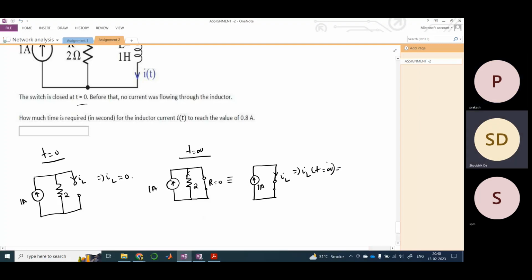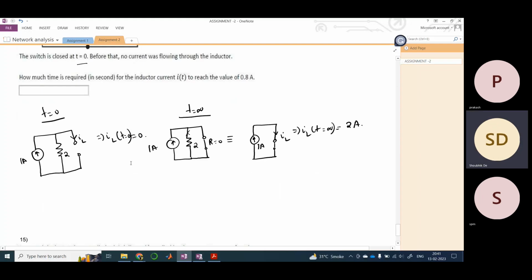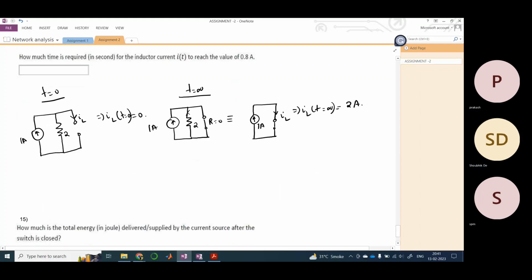So IL at t equals infinity would be what? It would be 2 ampere, right? Now we need to frame the equation of IT over time. I'm just rewriting this on the other side. At t equals 0, IL of t equals 0 is 0. So what would be IT?